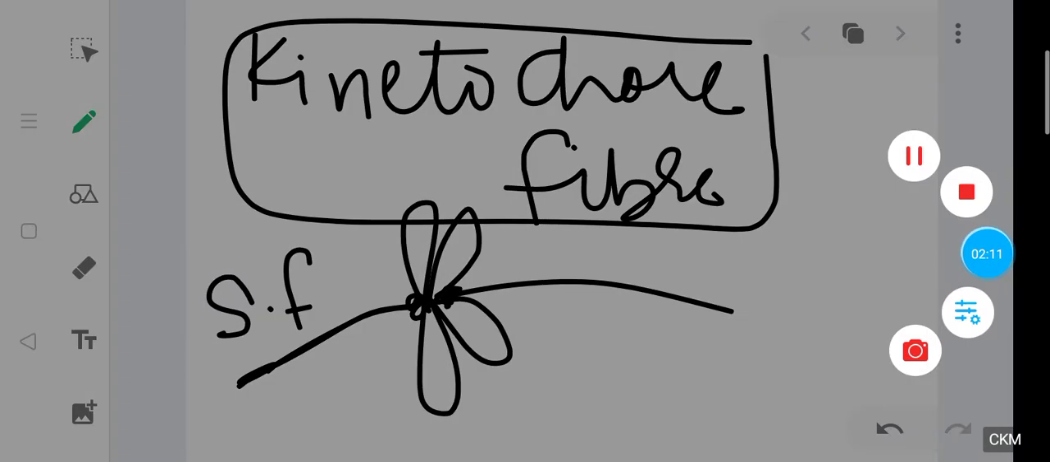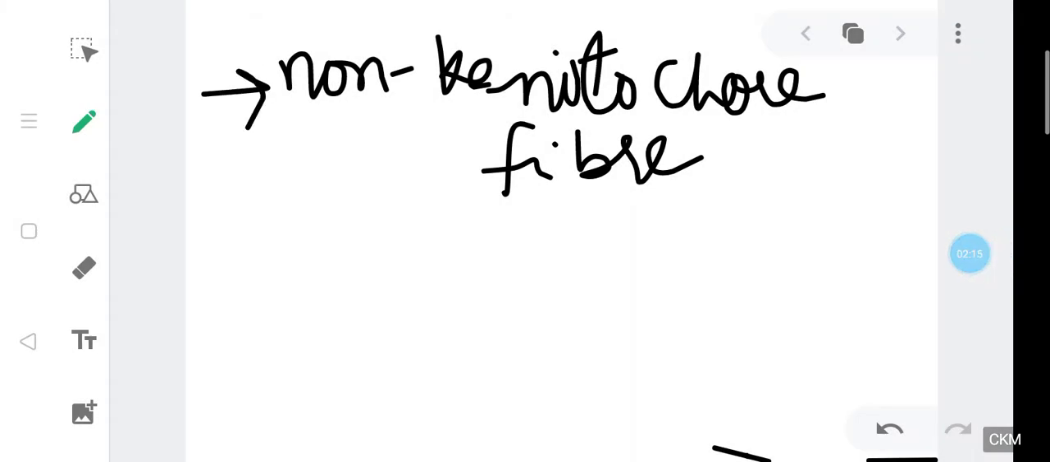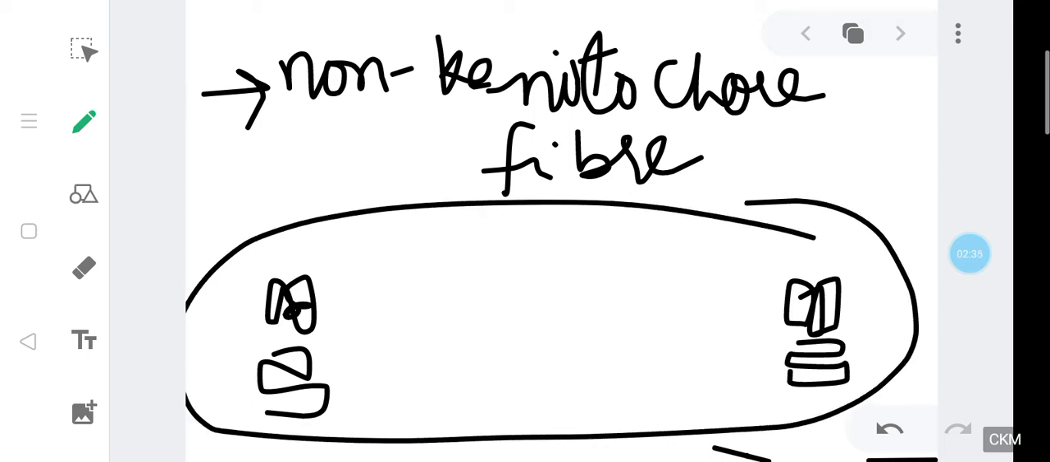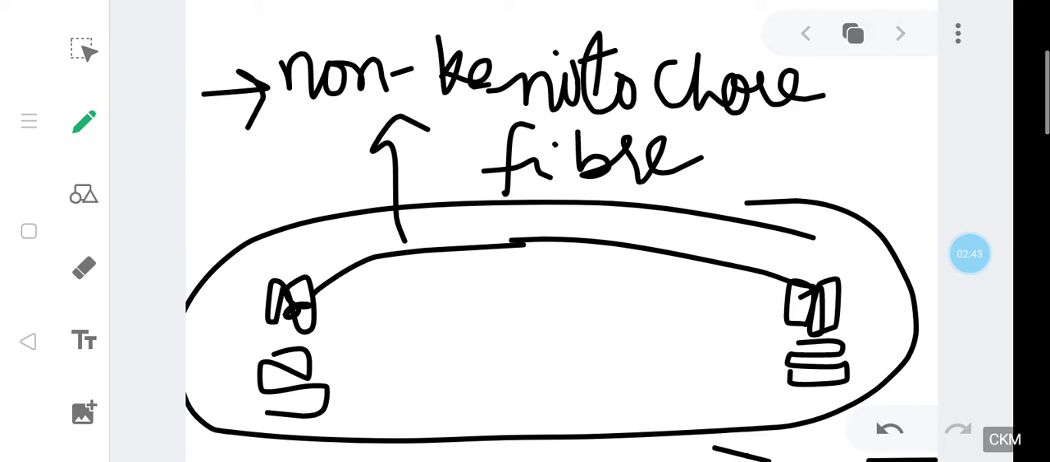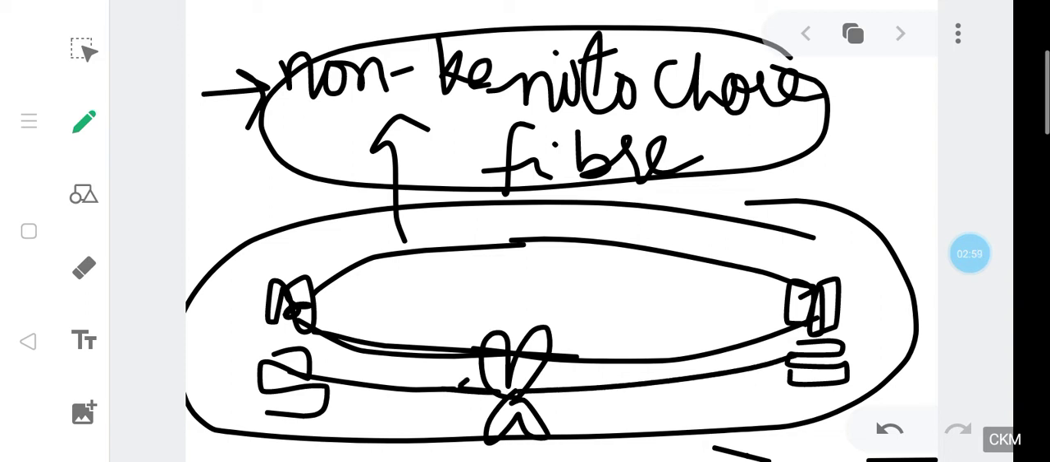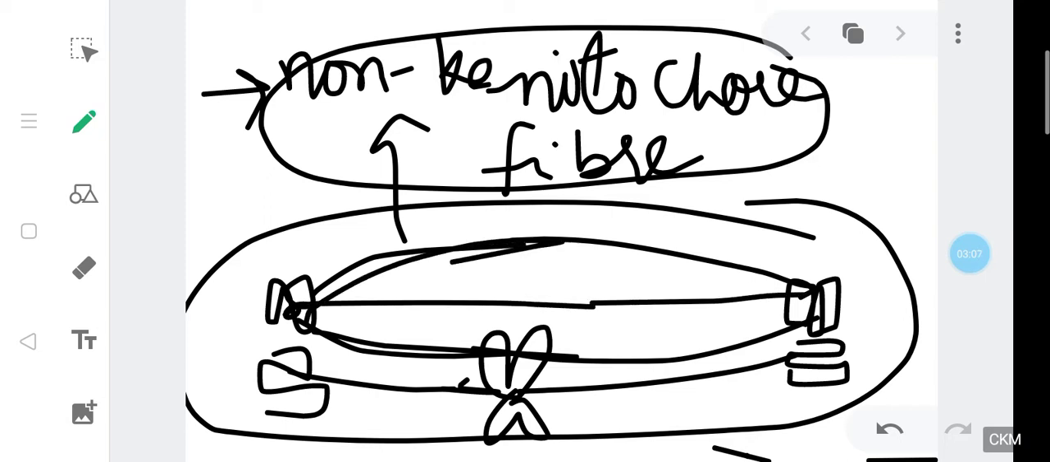While there is also, students, a non-kinetochore fiber. The non-kinetochore fiber is that fiber which does not attach with the kinetochore protein of the chromosome. Let's suppose this is a centriole. These are the centrioles, which are at the opposite sides of the cell. The fibers which attach with each other instead of the chromosome are known as non-kinetochore fibers. A fiber which attaches with the kinetochore protein of the chromosome is known as a kinetochore fiber, but the spindle fibers which attach with each other instead of the chromosome are known as non-kinetochore fibers.